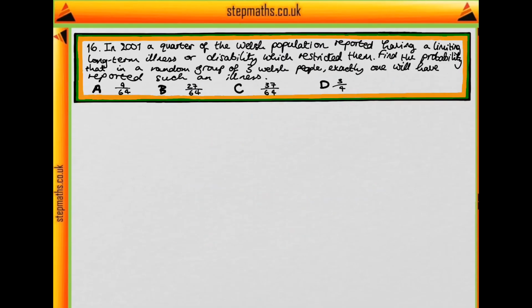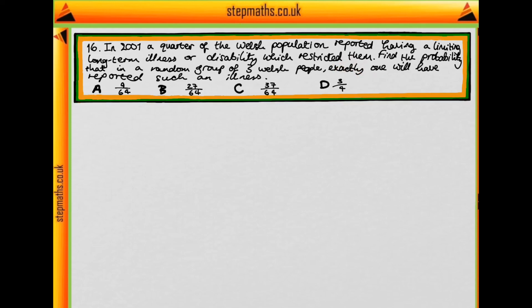So this is a question about probability. We're given that a quarter of the Welsh people have reported having this illness, and we want to find that in a random group of 3 people, exactly 1 will have reported such an illness. It's important to notice the word exactly, which means it can't be just greater than or equal to 1. We need exactly 1 person.